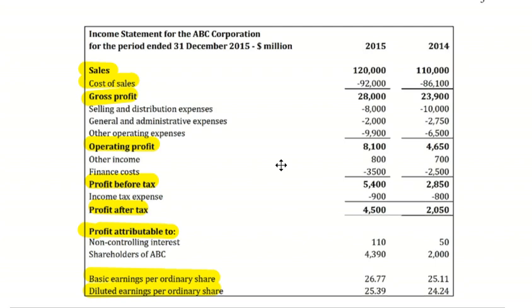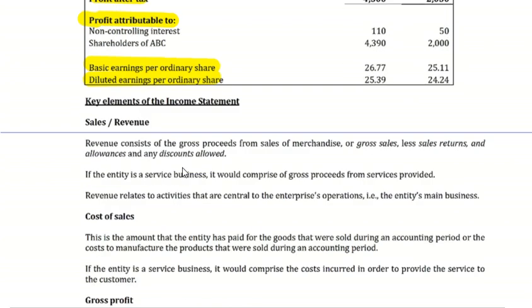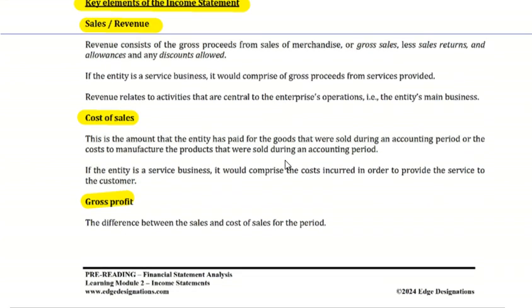We continue onwards. Again, this has all been seen before, and the good news is there's nothing too crazy over here to cause us any kind of headaches. So we move on. The key elements of the income statement: sales and revenue. Cost of sales, those are the costs of getting the sales together. Gross profit is what we get when we take revenue or sales less cost of sales.